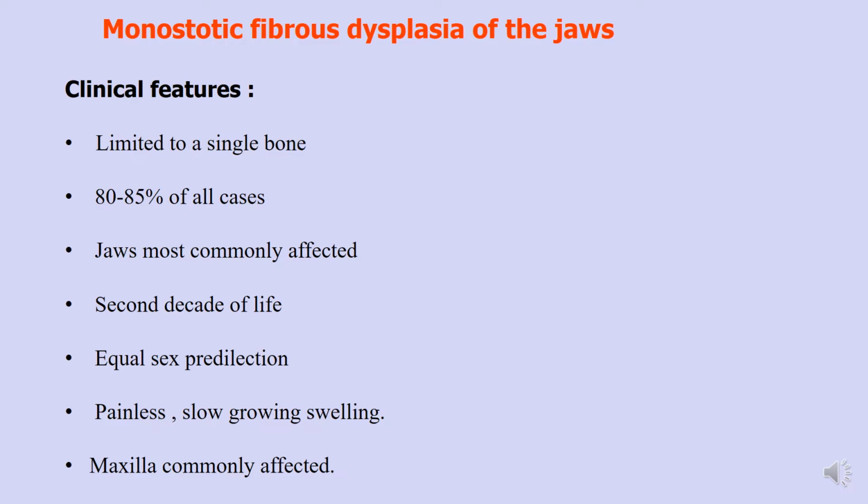80 to 85% of all cases are monostotic fibrous dysplasia. Now, jaws are most commonly affected. The second decade of life is the most common age of occurrence. There is equal sex predilection, that means there is no particular gender that is commonly affected. It arises as a painless, slow growing swelling, commonly affecting the maxilla.